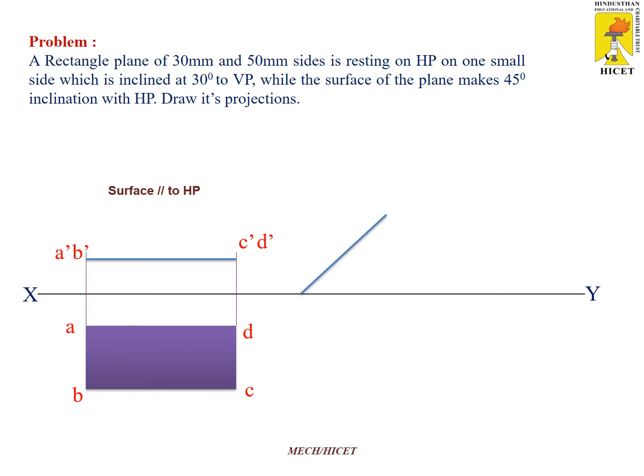No, that same line you have to tilt at 45° and draw. After drawing this, you just mark and plot the points in an inclined position. Okay, the surface is inclined to HP. You just mark it as A dash, B dash, C dash, and D dash.